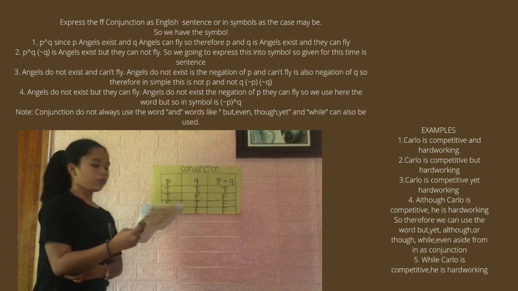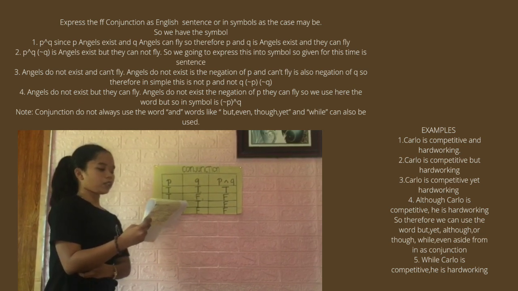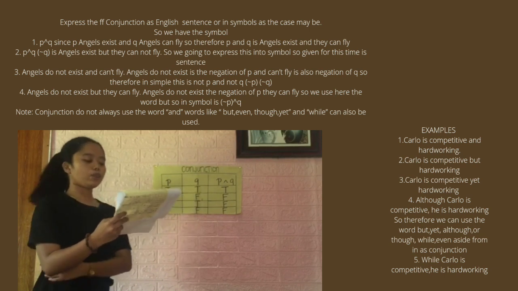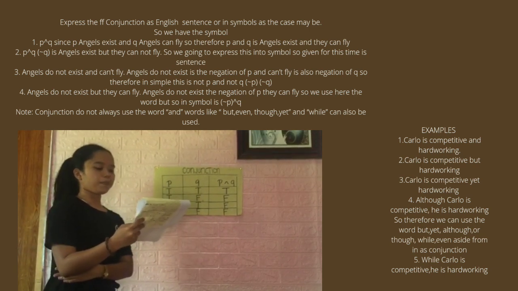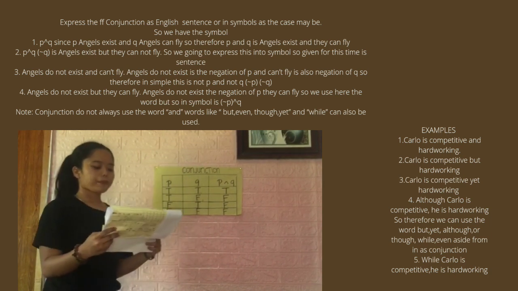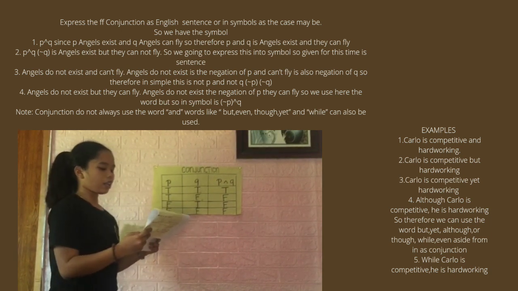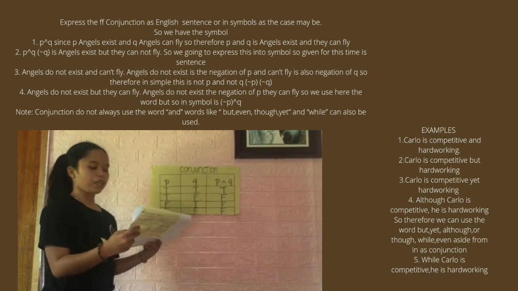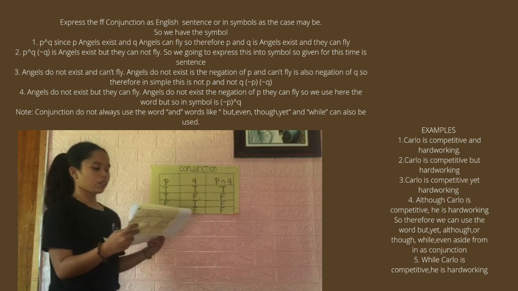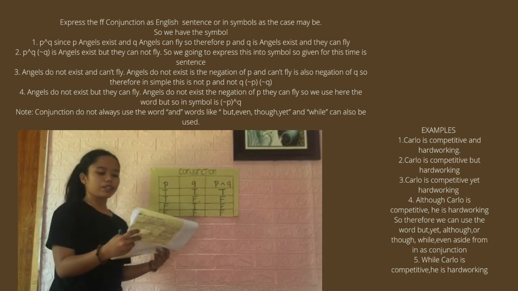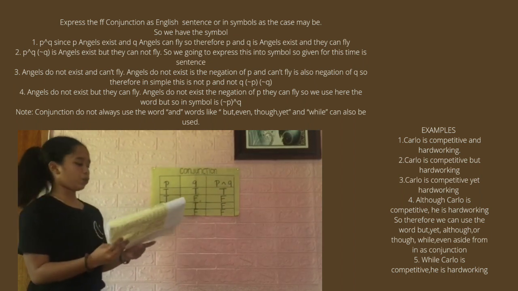Number 2: P ∧ ¬Q is: angels exist but they cannot fly. Now we are going to express into symbols a given sentence. Number 3: angels do not exist and can fly. Angels do not exist is the negation of P, and can fly is Q. So therefore, in symbols, this is ¬P ∧ Q.